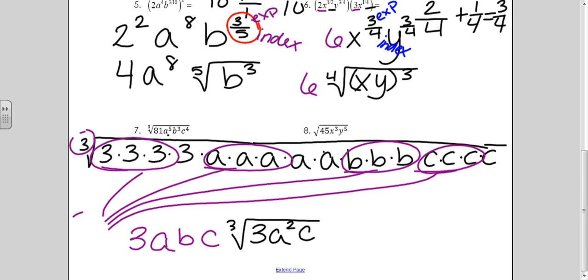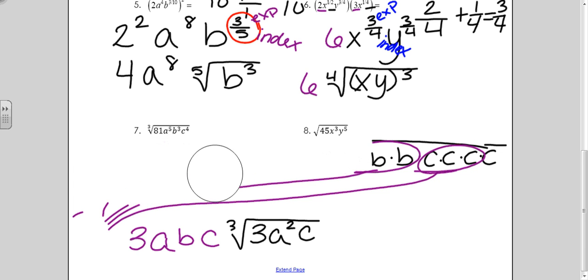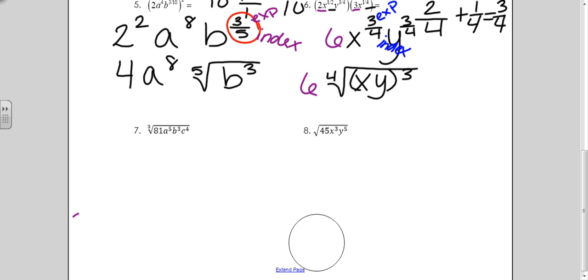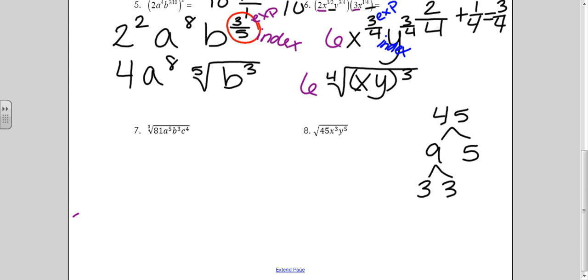And let's look at one more. We'll look at number 8. So again, you can do it either way, whichever way is easiest for you. We need to break down 45. What times what gives us 45? 9 and 5. Factors of 9, 3 and 3. Remember, if your index is not written outside of your radical, it's automatically a 2. So it's understood to be a 2. So we want groups of 2. Well, I have 2 3s, so my 3s can come out. But I'm going to have a 5 stay inside.